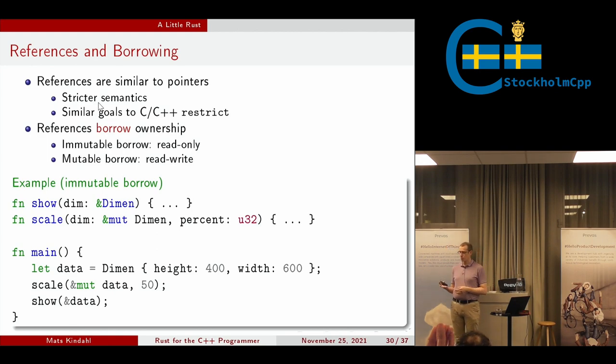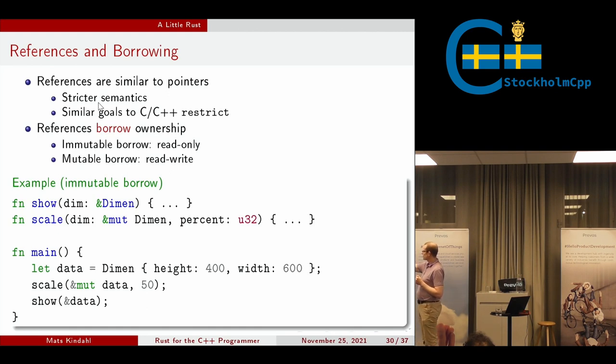There are two types of borrows. There is a mutable borrow and an immutable borrow. If you have an immutable borrow, you only want to read this variable. If you have a mutable borrow, then you actually want to change something. Here you have two examples. This is an immutable borrow where you only want to show it. And here you have a mutable borrow where you actually want to change the dimension.